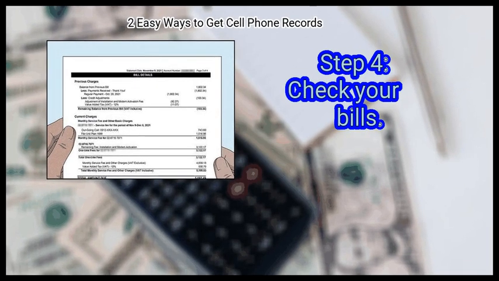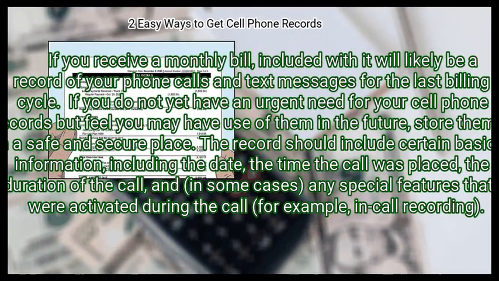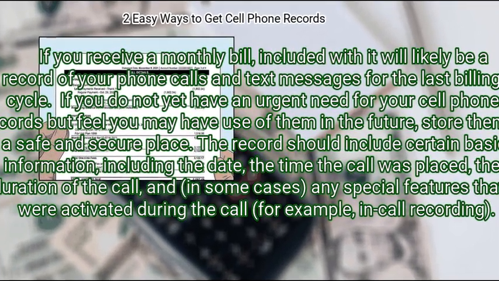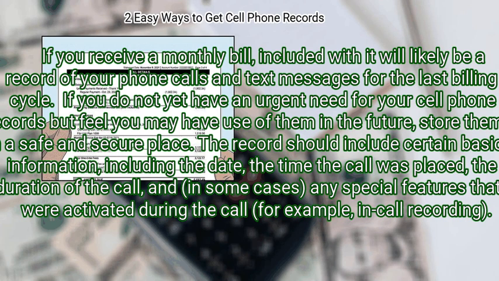Finally, check your bills. If you receive a monthly bill, included with it will likely be a record of your phone calls and text messages for the last billing cycle. If you do not yet have an urgent need for your cell phone records but feel you may have use of them in the future, store them in a safe and secure place. The record should include certain basic information, including the date, the time the call was placed, the duration of the call, and, in some cases, any special features that were activated during the call. For example, call recording.